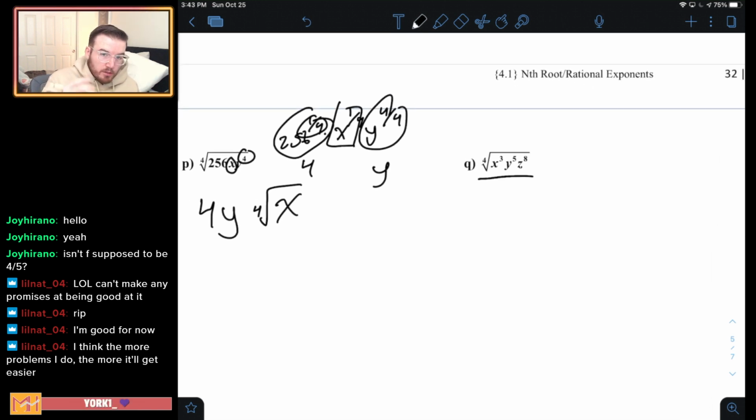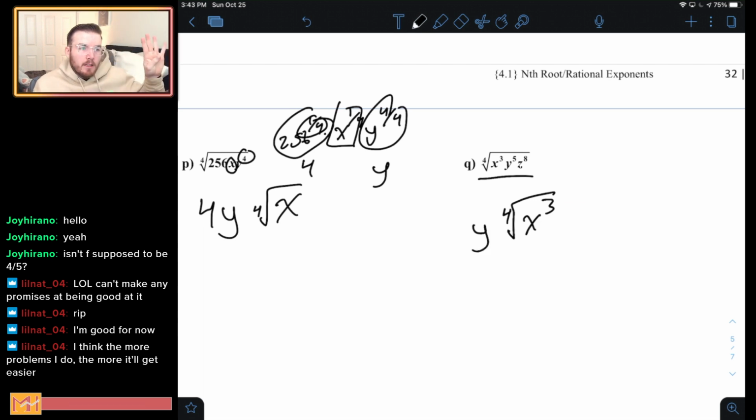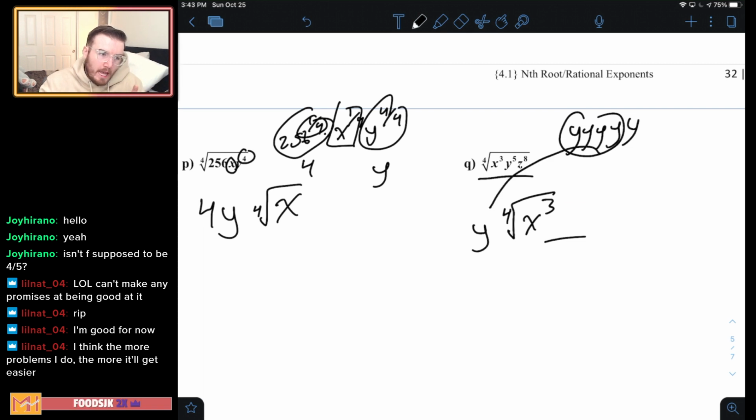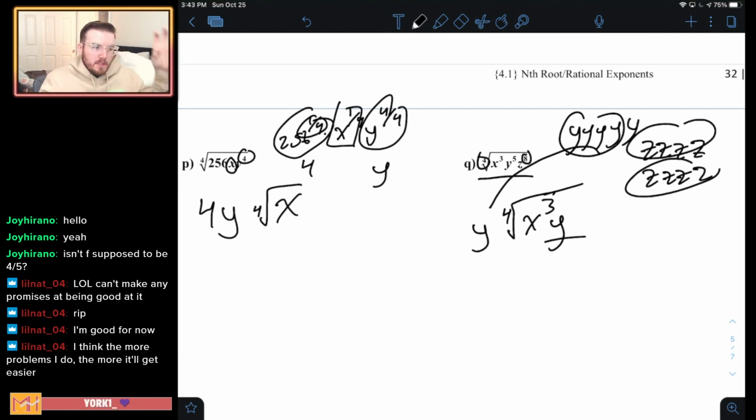Here's this one. There's 3 x's. There's not enough. You need 4. So that's going to stay inside. There's 5 y's. So there's 4, but then there's 1 left over. So y is going to pop out, but it's not going to disappear completely. You took one group of 4. However, there was 1 left over on the inside. 8 divided by 4, there's 8 z's. You took 2 groups out. So there's z squared, and then there's none left over. So boom, that's it.